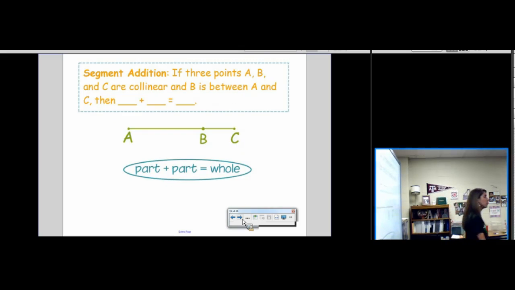Go ahead and write this down. We had 2 goals today. One of the goals was midpoint, and the other goal was segment addition. So here we are. We're at segment addition. You need to write it down. This is the definition. Segment addition, it's actually a postulate. If 3 points A, B, C are collinear, and B is between A and C, then we need to complete the sentence.